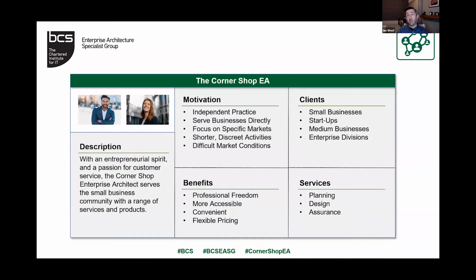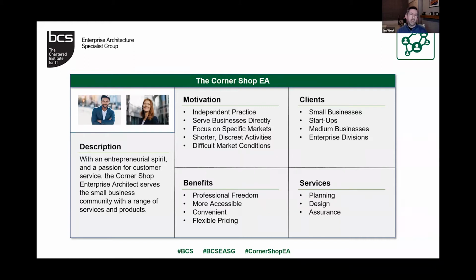Another potential client could be startups. There are regularly startups forming. They want help and guidance around formulating ideas, plans, even thinking about what markets they could tackle and join into. So again, another potential client of the corner shop EA is that startup activity.